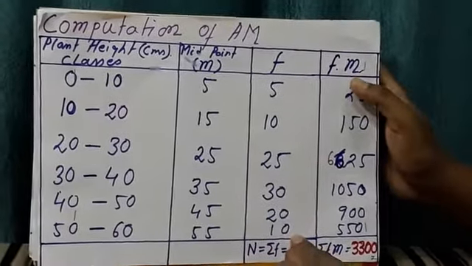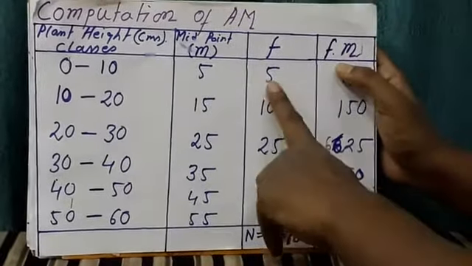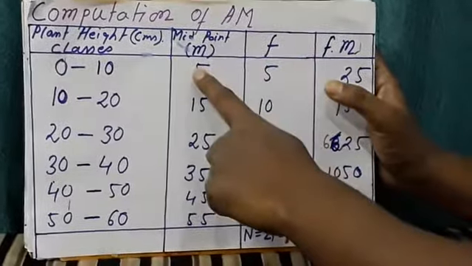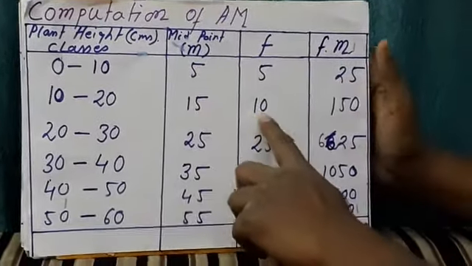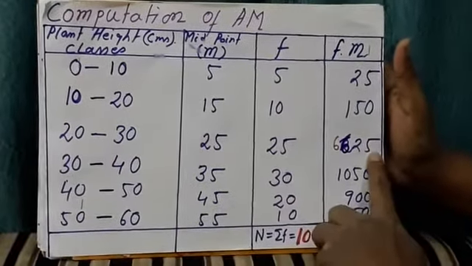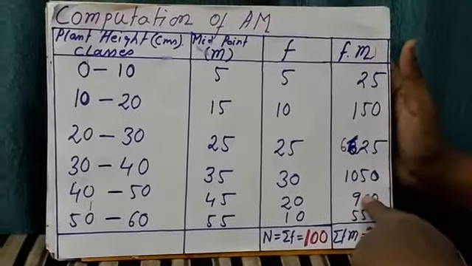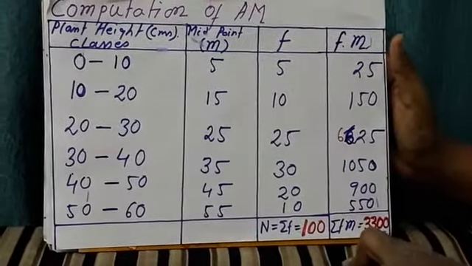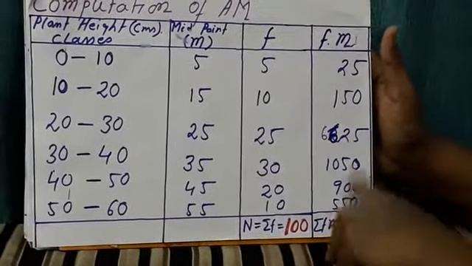Now as per our formula we need to have fm. fm means f into m. f is given, m is this. If we multiply the f with m, we will get fm. 5 into 5, 25. 15 into 10 is what? 150. 25 into 25, 625. 30 into 35 is, in this way we will get the fm, and we will add up all this fm. This summation of fm is 3300.